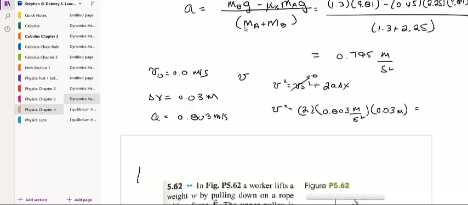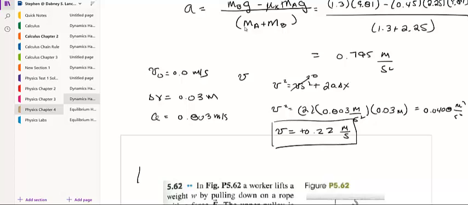And we get 2 times 0.803 times 0.03, so it's 0.0408 meters squared per second squared, and then we take the square root, and we get 0.22 meters per second. And it's positive because it's moving from left to right. That's the velocity, and that's the velocity of both of them because they're connected together.